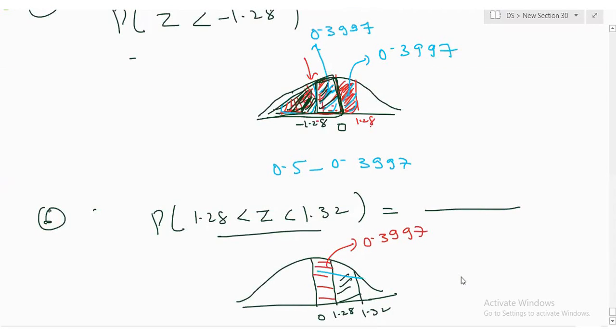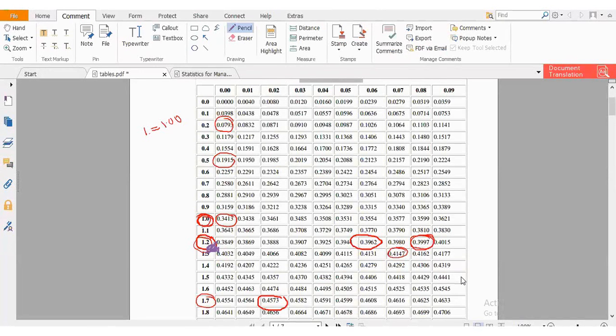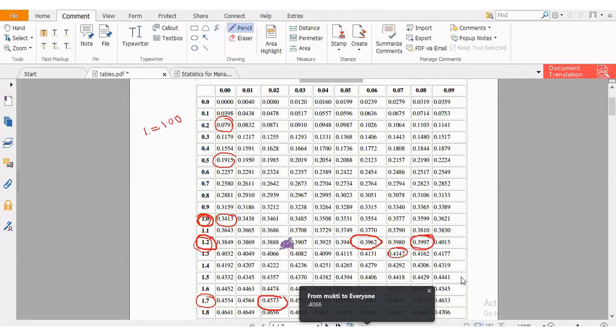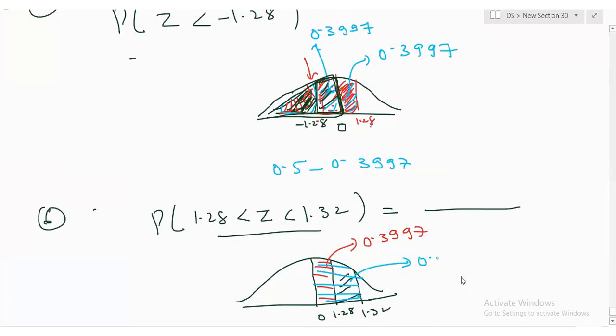Now again, my system is going to give the area up to this, right? How much is this? Let me go and show to some people who have not followed. 1.32. That is nothing but this. 0.4066.